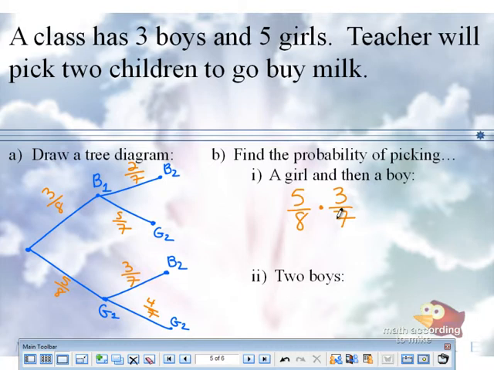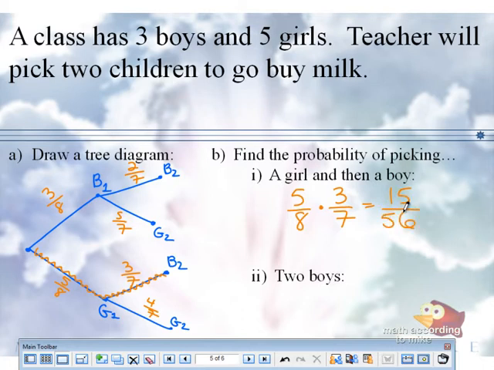Now, you may be able to, actually not maybe, you can still get this answer without drawing the tree diagram, but it just makes it a little more visual. So what just happened was we traveled along this branch here and this branch here. Multiplying across, we get 15/56, which does not reduce.